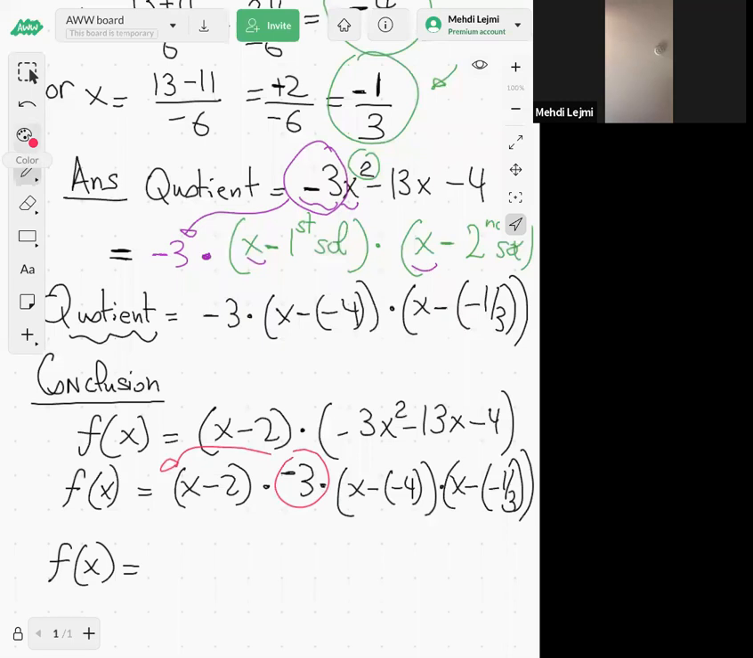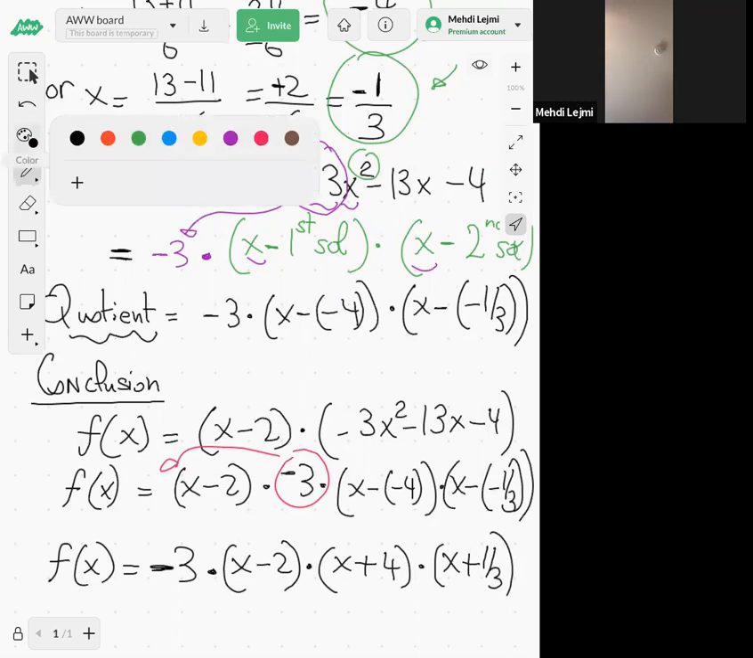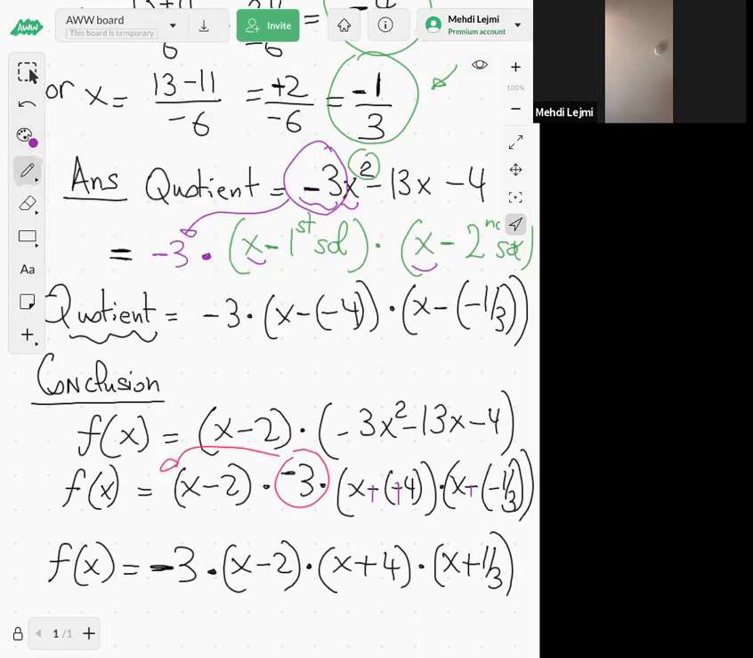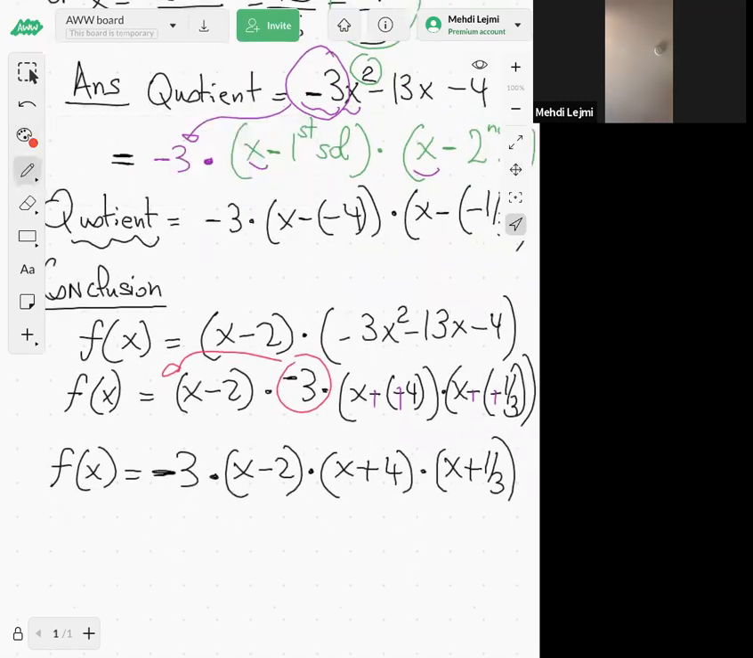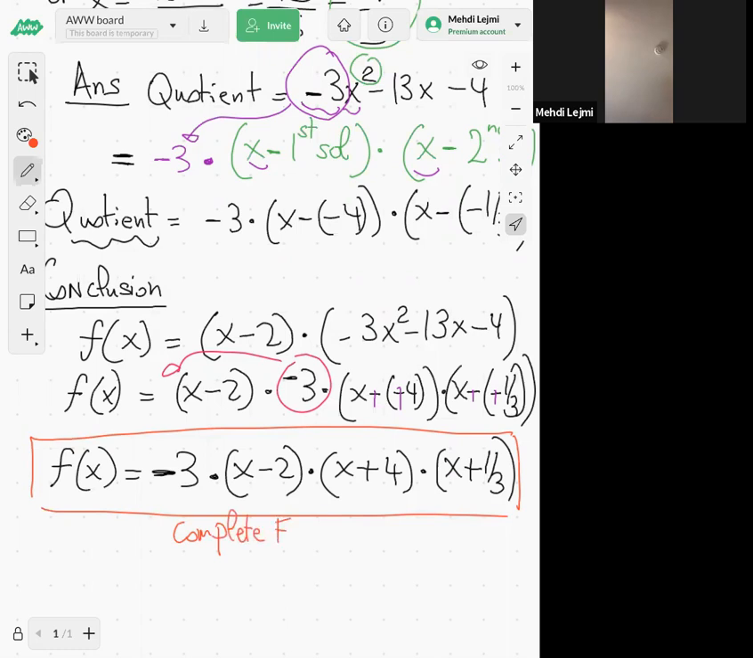So it's negative 3 times x minus 2 times x minus negative 4, so that's x plus 4, times x minus negative 1/3, so that's x plus 1/3. As you can see, guys, this is minus minus, that will be plus, and here minus minus, that will be plus. So this is the complete factorization of f of x. So this is a fine answer for number 2. This is the complete factorization of f of x.